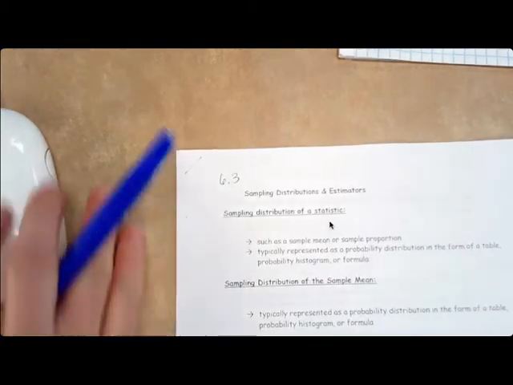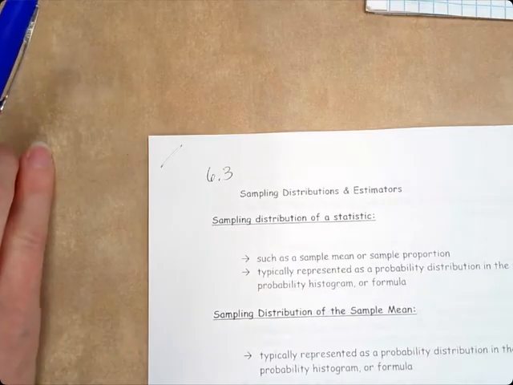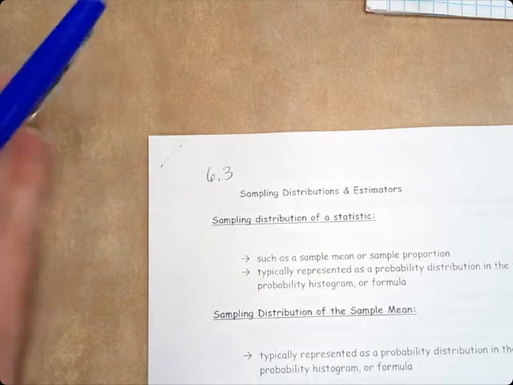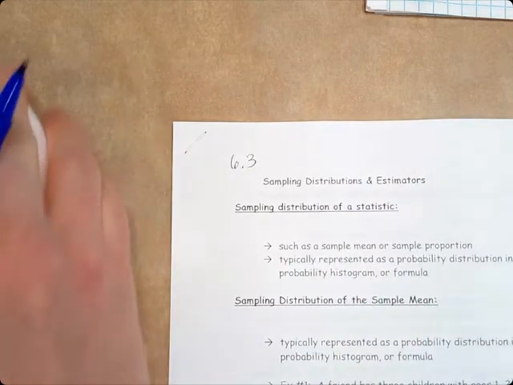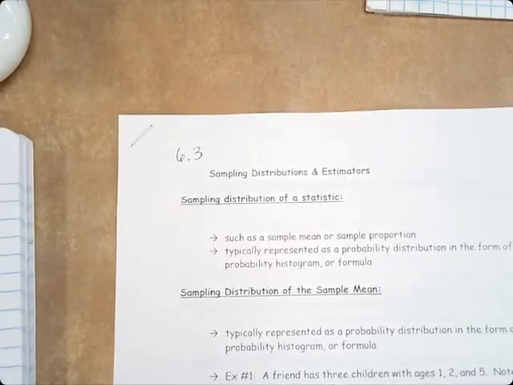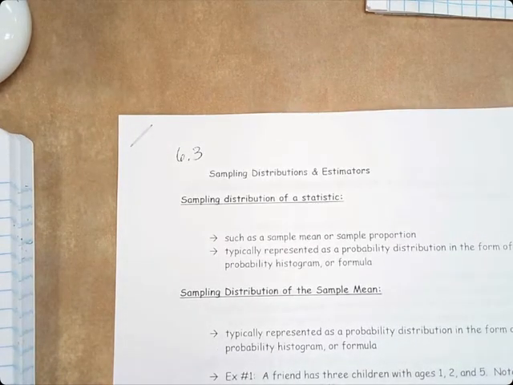We are starting 6.3, sampling distributions and estimators. So let's look at what a sampling distribution is. It's the distribution of all the values of the statistic when all the possible samples of the same size n are taken from the population.